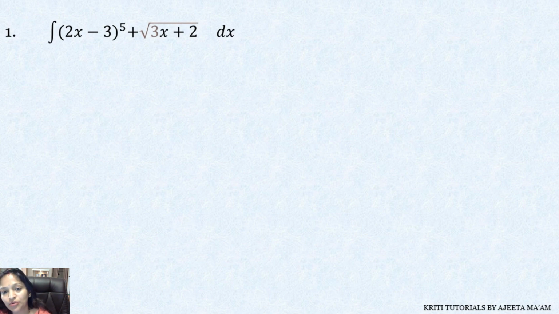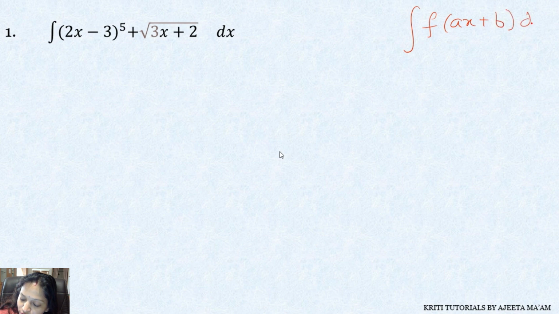Here in between the questions, I'll tell you the basic concepts only. So let's start with the first question. We have to integrate 2x minus 3 upon 5 plus root 3x plus 2. Now let's do the integration. I have told you one property in the last lecture also: the integral of f of ax plus b dx is 1 upon a times the integral of the function. So this we can use, or we can use the concept of substitution also.